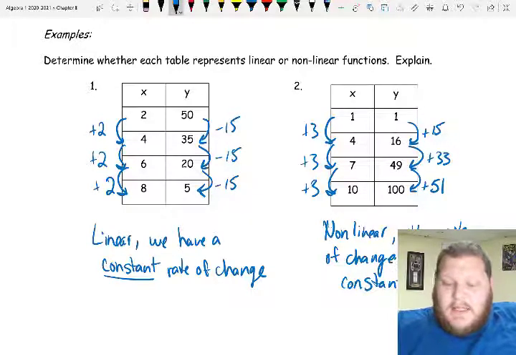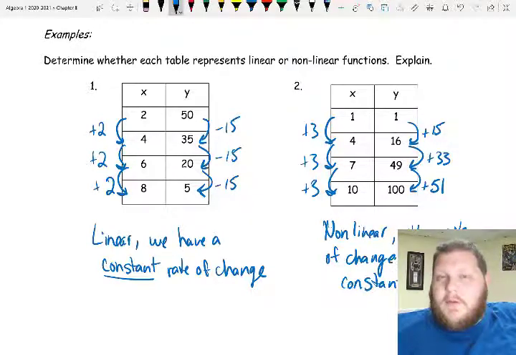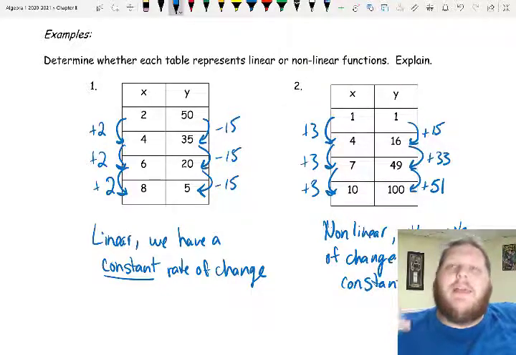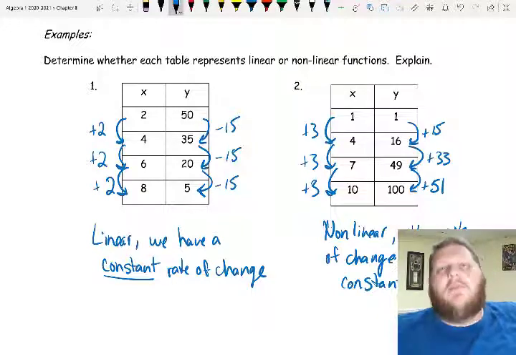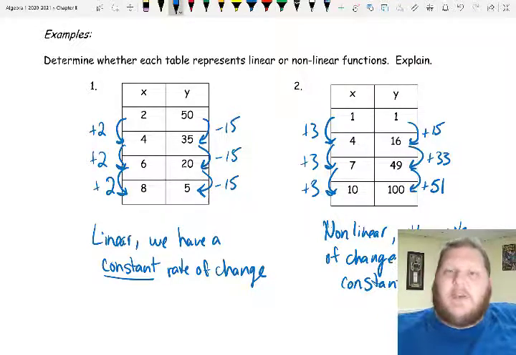Now, what I did here on number 2, in order for you to be able to say definitively that it is nonlinear, I do need to make sure my x values are changing consistently. Because if my x values aren't changing consistently and my y values aren't changing consistently, that doesn't necessarily mean it's not linear, because we could have gaps in my points, or we could have some uneven spacing of my x values, which could then account for having missing points and stuff.